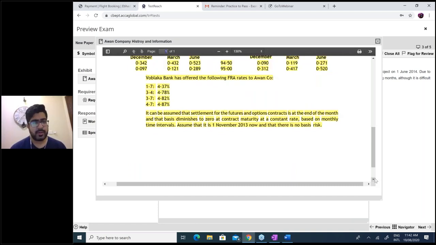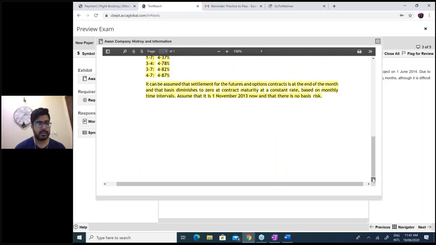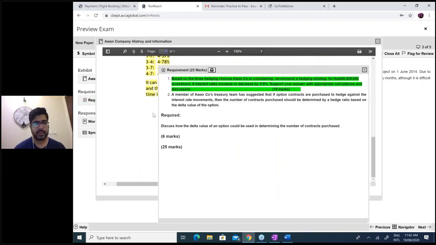Wablaka Bank has offered the following FRA rates: 1-7, 3-4, 3-7, 4-7. Okay. The requirement is based on the 3 hedging choices Avan is considering. What are the 3 choices? Futures, options, and FRAs. Recommend a strategy for 48 million investment if interest rates increase or decrease by 0.9, you need to solve 2 cases. Even if interest rates increase or decrease, you need to do both cases of 0.9.